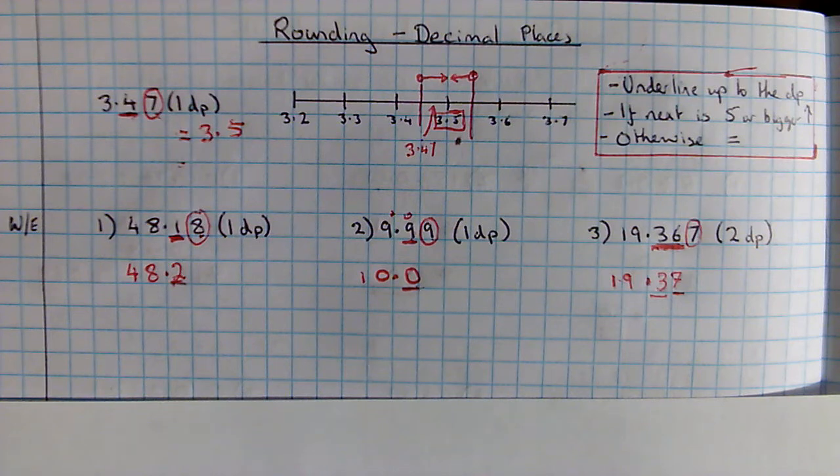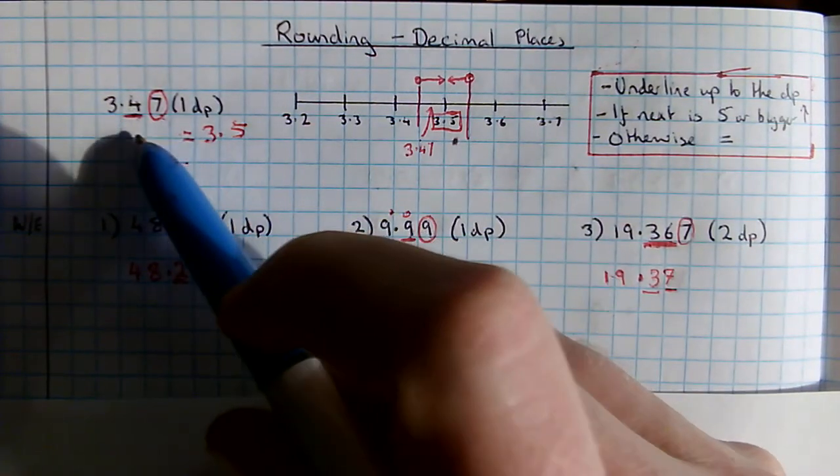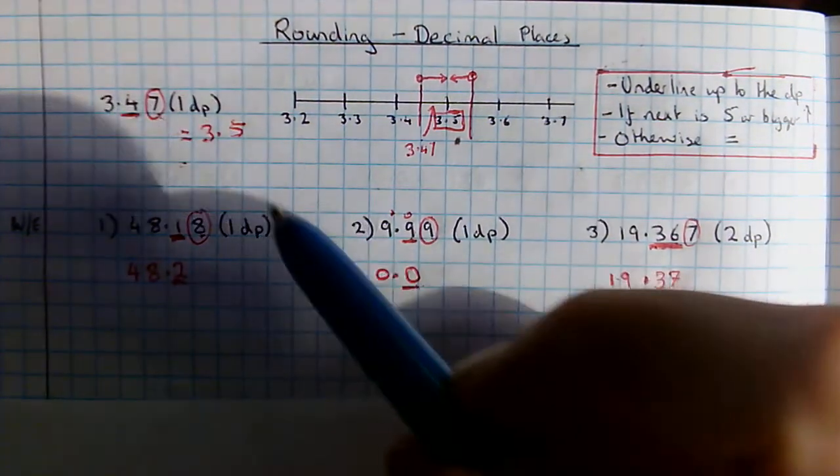Okay, so we're now going to look at rounding to decimal places, and this comes up every year on GCSE papers and often comes up on a number of different questions, that when we've got an inexact answer, we need to round it to a certain degree of accuracy. So we're going to start by looking at this number 3.47 to one decimal place.